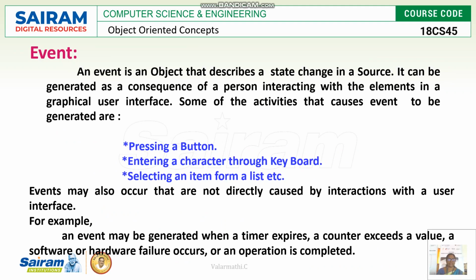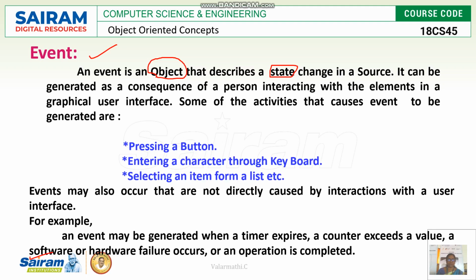Then we go to the definition of an event. An event is an object that describes a state, and it can be generated as a consequence of a person interacting with the elements in the graphical user interface. What are examples of events? Pressing a button is an event. If you press a button, that is treated as one event.